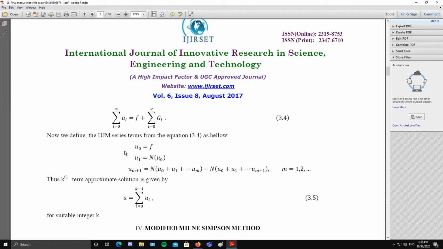Now we define the DJM series terms as follows. u naught is taken as f, u1 is n of u naught, and u(m+1) is n of (u naught plus u1 plus etc. plus um) minus n of (u naught plus u1 plus etc. plus u(m-1)), where m equals 1 to etc. So it is n of the sum of m plus 1 terms minus n of the sum of m terms.